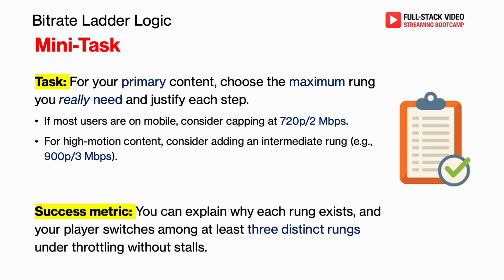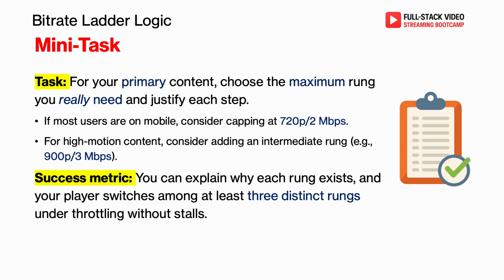Now, design your own ladder. Pick the maximum resolution your audience really needs. If most users are on mobile, maybe cap it at 720p. Right. But if you're streaming sports, you might add a 900p rung at 3 megabits per second for smoother motion. The key is being able to explain why each rung exists.